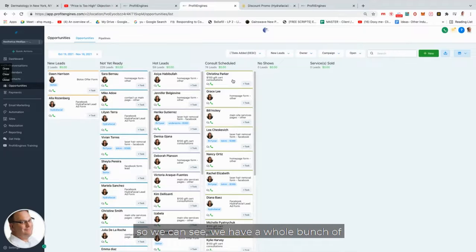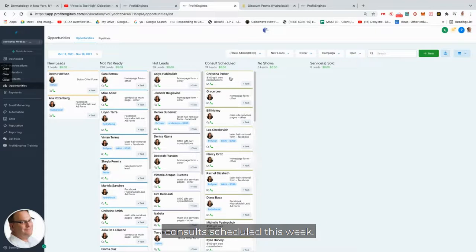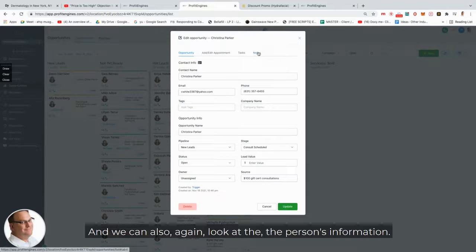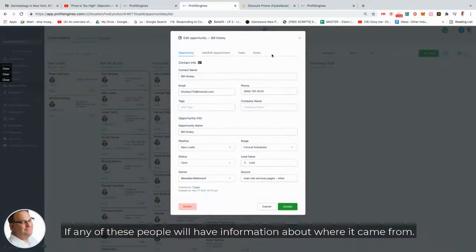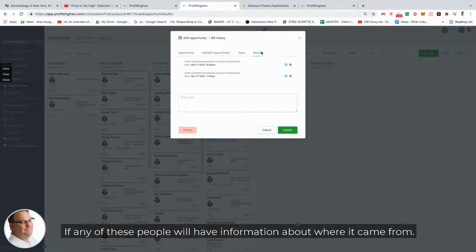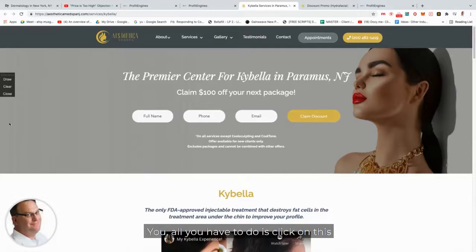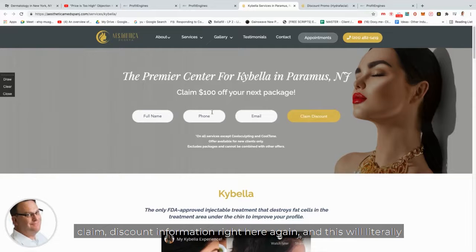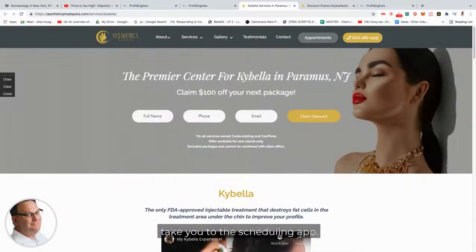So we can see we have a whole bunch of consults scheduled this week, and we can also look at the person's information. Any of these people will have information about where they came from. Again, this one is Kybella. We can see it came in. All you have to do is click on this claim discount information right here, and this will literally take you to the scheduling app.